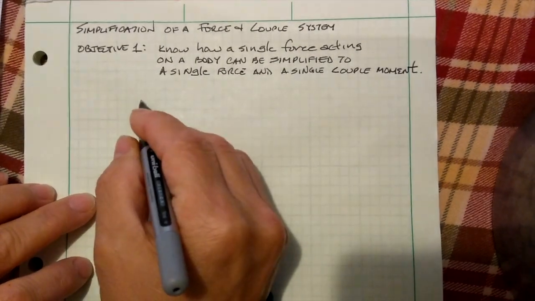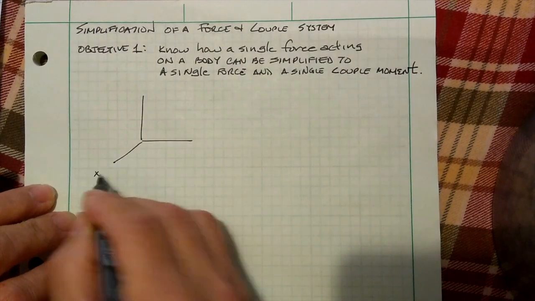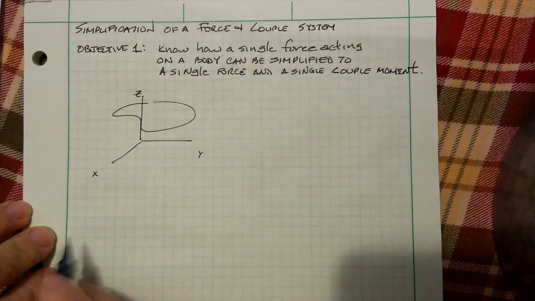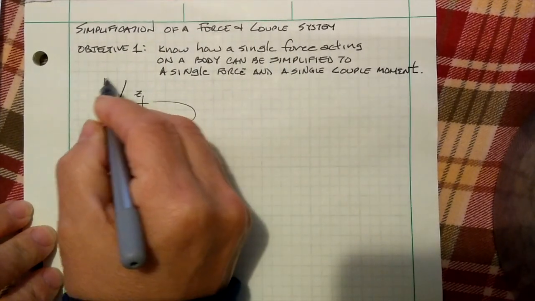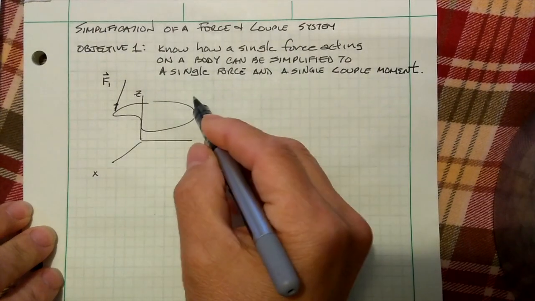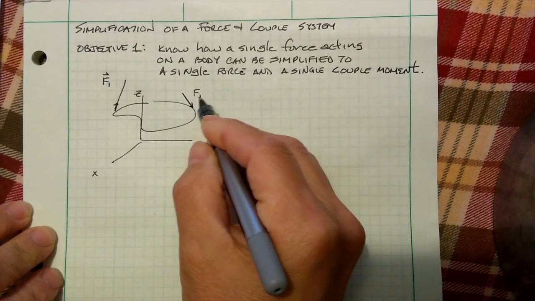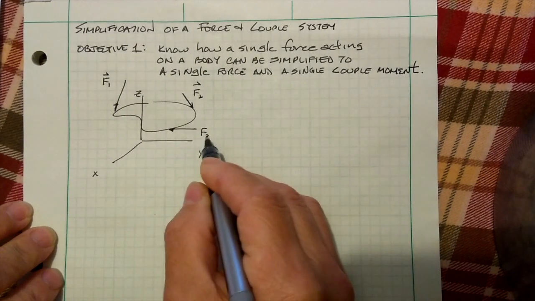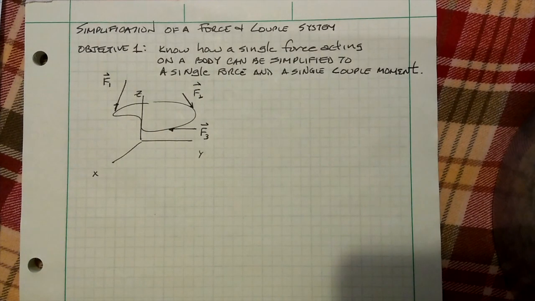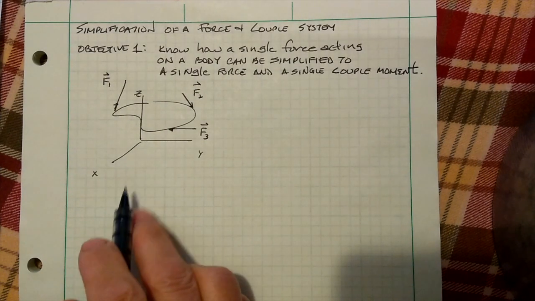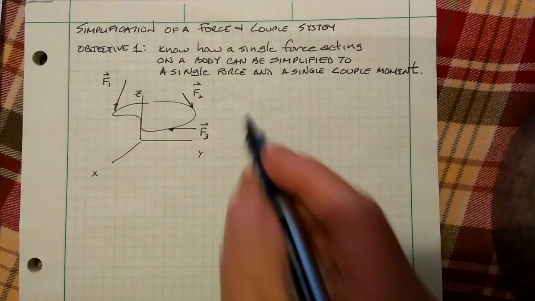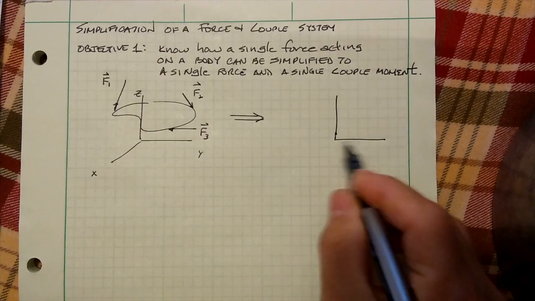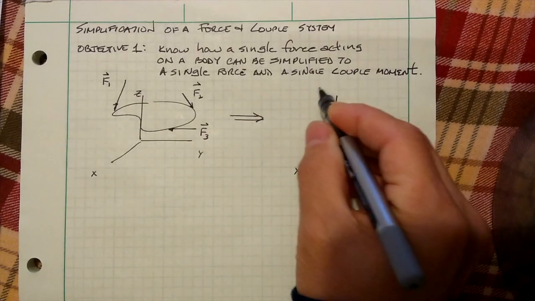So for example, let's say you have an X, Y, Z coordinate system, and there's some kind of body where a force F1 acts. Let's say there's another force F2 and perhaps even another force F3. And what we want to do is now say, can we reduce this system such that it can be represented by a single force and a couple moment?